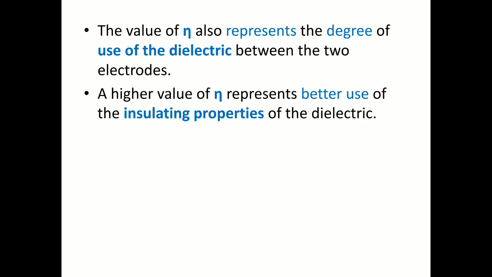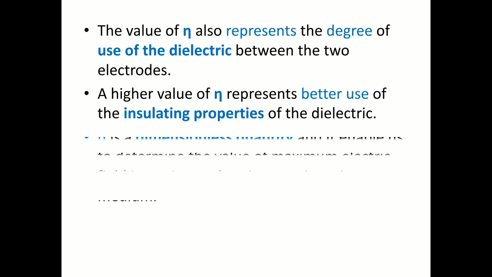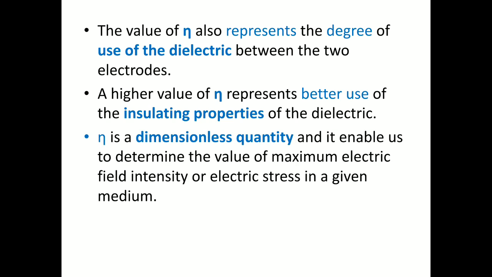That means if the value of the degree of uniformity is close to 1, then we can say that the fields are uniformly distributed in the region, and if the fields are uniformly distributed, the forces acting on the insulating material are minimum, and if the forces acting on the insulating material are minimum, we can utilize their insulating property in a better way. So the same thing is mentioned over here.